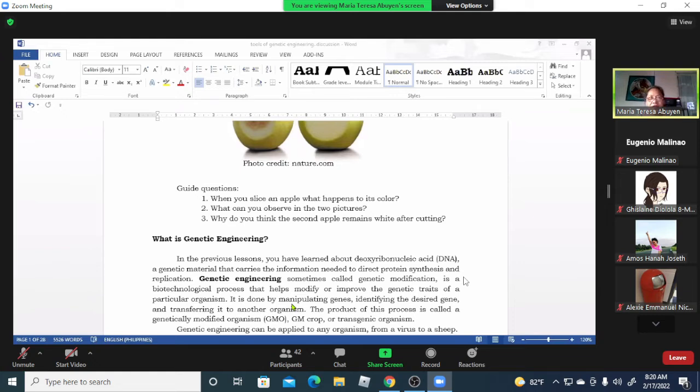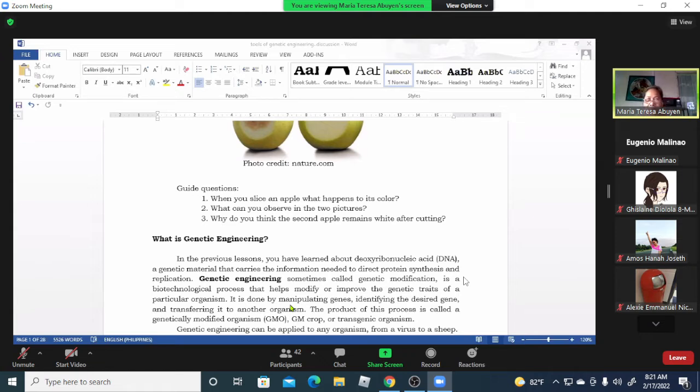So if you want to change an organism, if you want a desired trait for your plant, or a desired trait for your pet, you cannot modify it directly in the organism itself. You have to start at the cellular level. So you modify the DNA there, and once modified, you have inserted the desired trait that you want your pet to have, the desired characteristic that you want your plant to have.